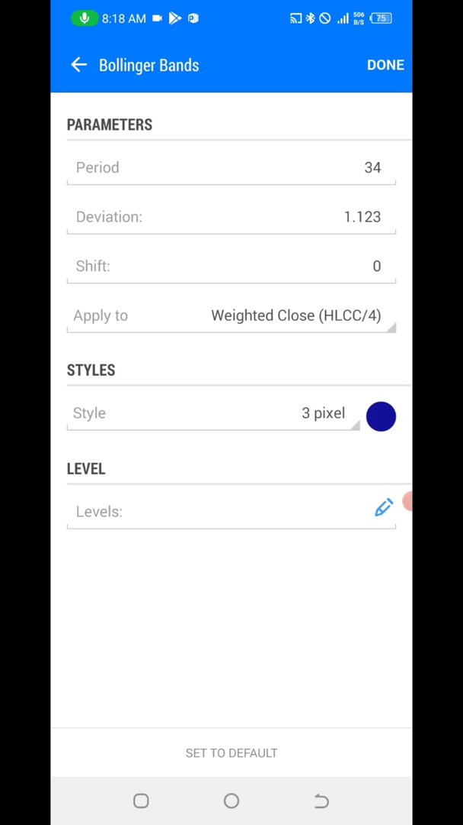The period for the Bollinger Band is 34. The deviation is 1.123. Then shift is 0. Application, you apply it to weighted close in bracket HLCC/4. Then the style is 3 pixels, color is blue. You can take a screenshot of this and you can always refer to it.